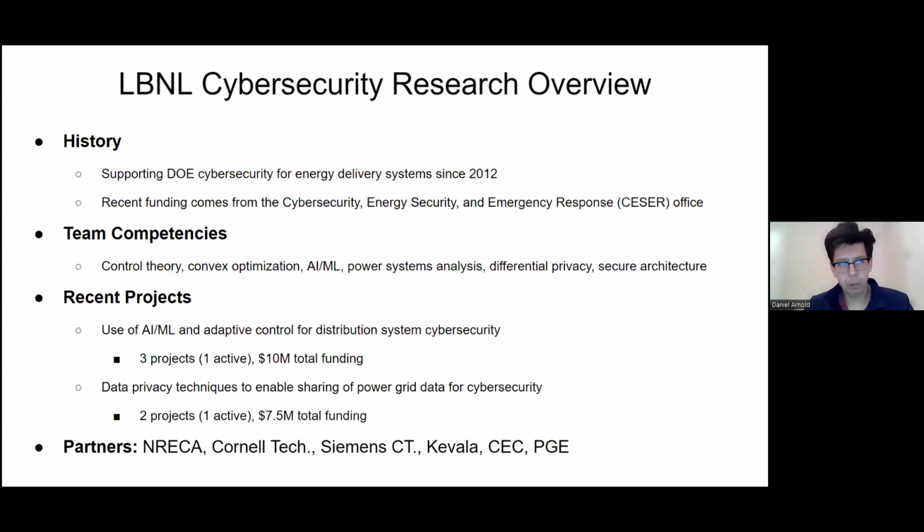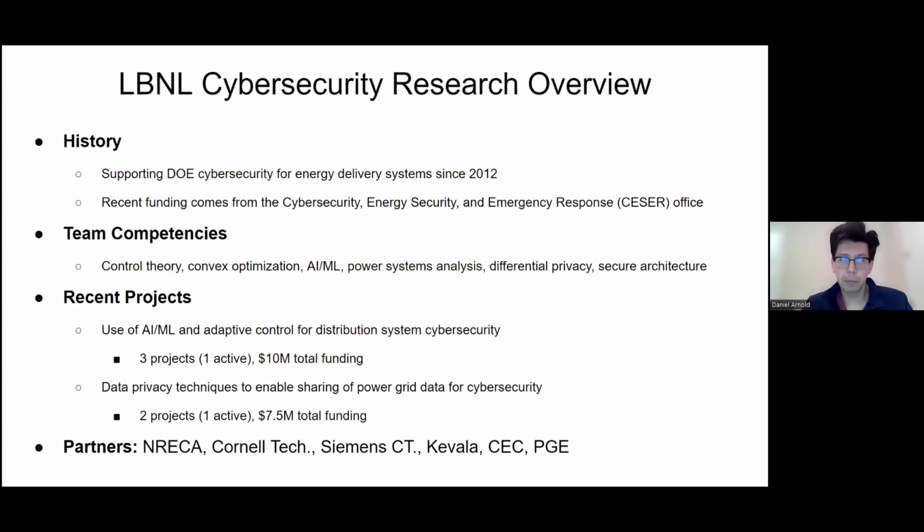If I had to bin the type of work that we do at Berkeley Lab into two groups, I would say we have one, a collection of projects that are focused on the use of AI, machine learning, control, primarily for distribution system cybersecurity. We've had three projects from CESER. We have one active right now, totaling $10 million in funding in the last 8 or so years. And then my colleague Sean leads projects which are focused on the application of privacy-preserving techniques, so using differential privacy essentially to anonymize grid data so that it can be shared for cybersecurity. We've had two projects focusing on the development of techniques in this area. One project is active, totaling about $7.5 million in funding over the past 8 or so years.